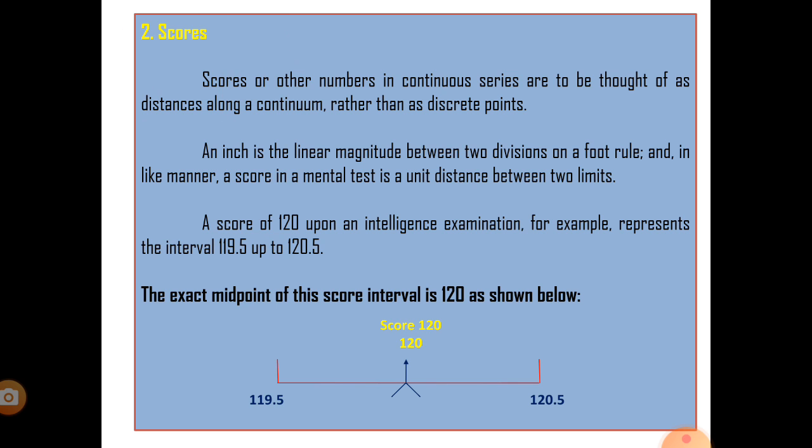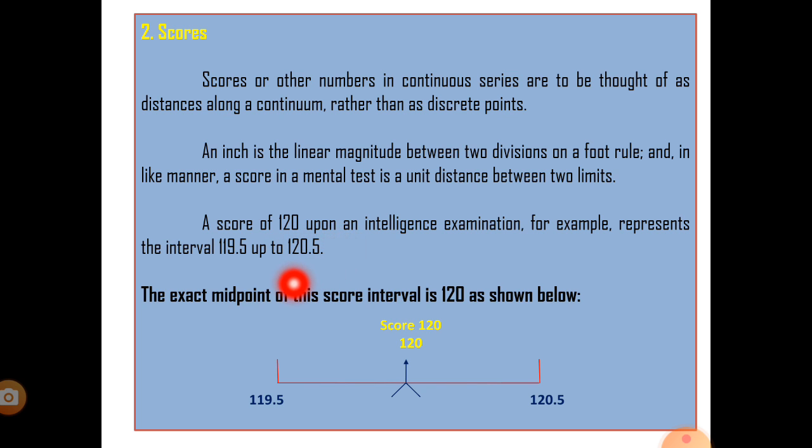Scores are numbers in a continuous series, to be thought of as distances along a continuum rather than as discrete points. An inch is a linear magnitude between two divisions on a foot rule, and in like manner a score in a mental test is a unit distance between two limits. A score of 120 on an intelligence examination: for example, one student gets a score of 120 on an intelligence test.